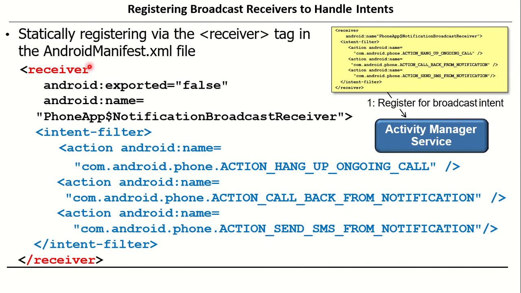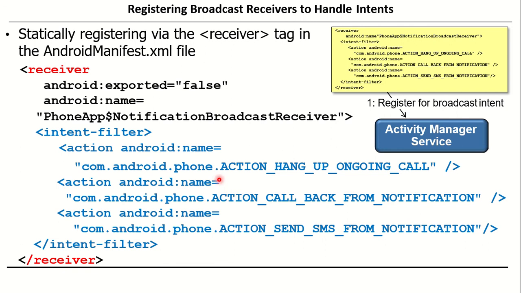In the AndroidManifest.xml file, this is how you write the broadcast receiver block. You see that under the receiver tag, you have the intent filter. Whatever is defined inside the intent filter will be used to call the onReceive function of this application.